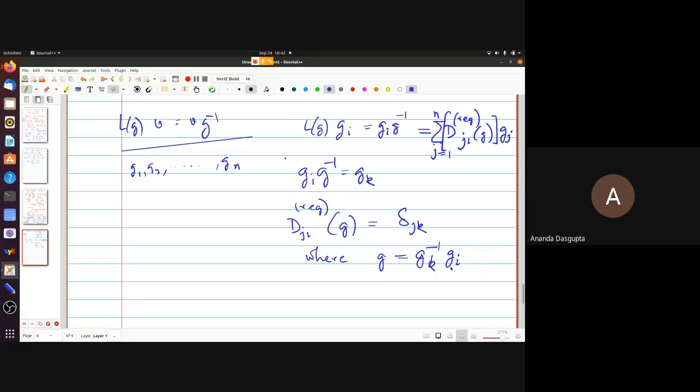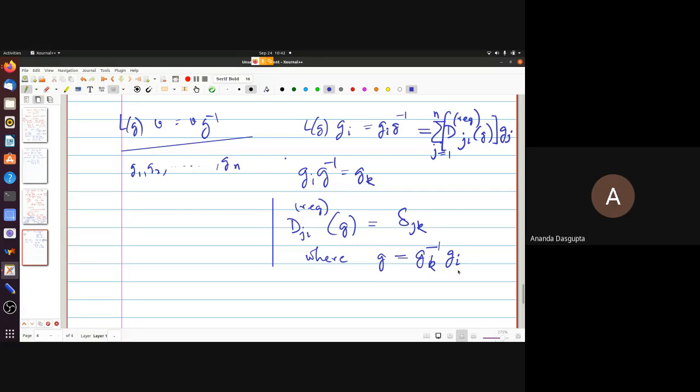Clear? Or do I need to repeat this? This element has to be one of the group elements, and so when you expand this out, you will have only one, the one corresponding to that particular basis element. Everything else will be 0. And which element will be that? GK is actually just GIG inverse, or you can write G as GK inverse GI.